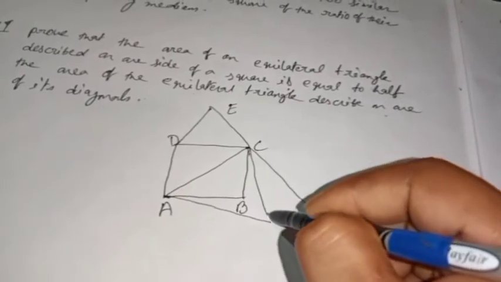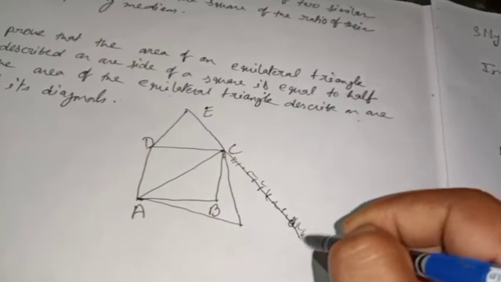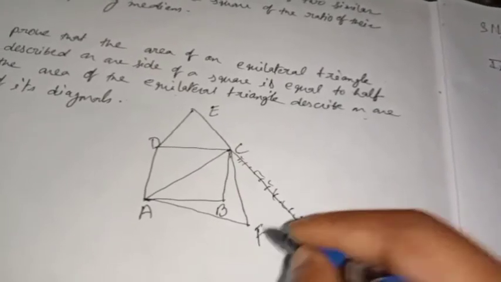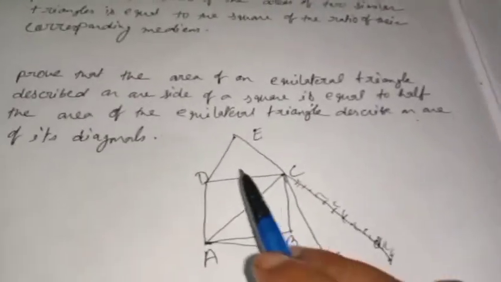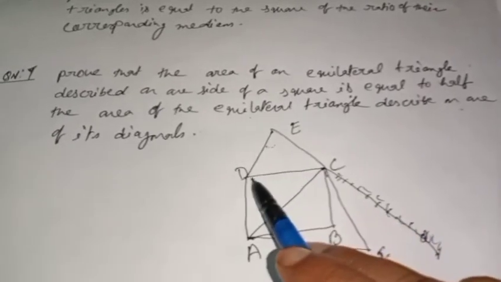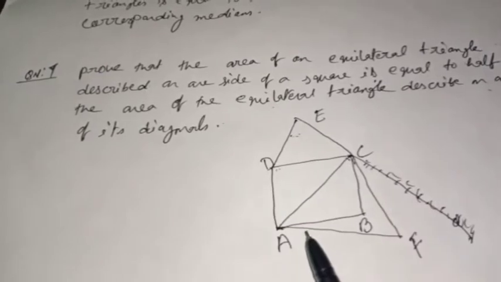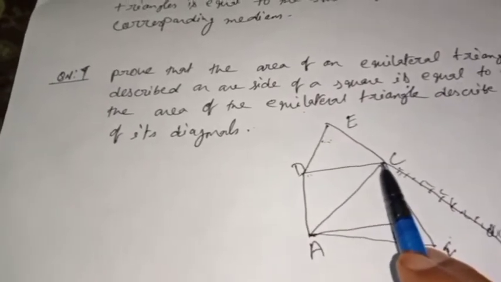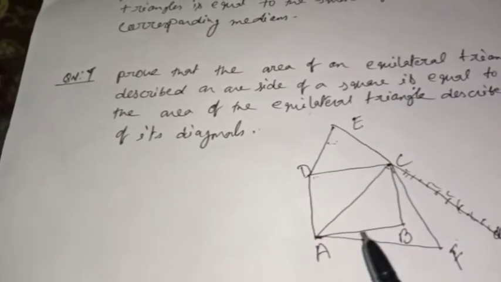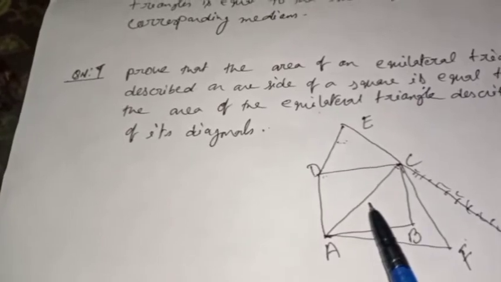Sorry, this line is wrong. So this is F. Now what do we need to prove? We need to prove that the area of this triangle described on the side is half the area of this triangle ACF described on the diagonal. Means the area of this triangle is half of this triangle, what we are getting on the diagonal.